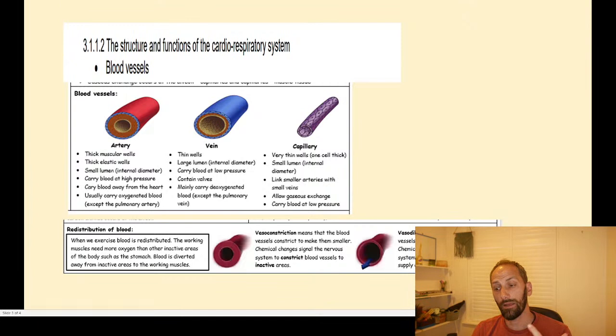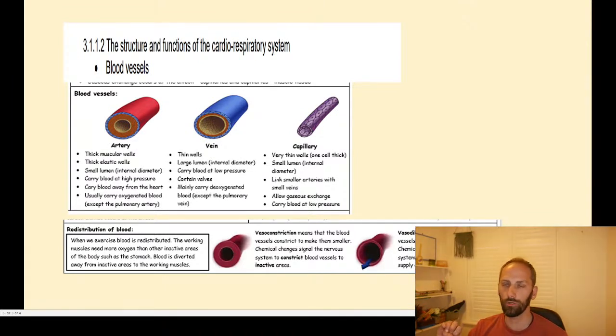You need to then understand about veins. Veins have thin walls, and they've got a really large lumen. So the internal diameter is a lot larger in a vein than it is in an artery. These carry blood at much, much lower pressures, so they don't need to be flexible, they don't need to be stretchy like we have in an artery. Now, veins contain valves, and the reason for that is that it prevents backflow.